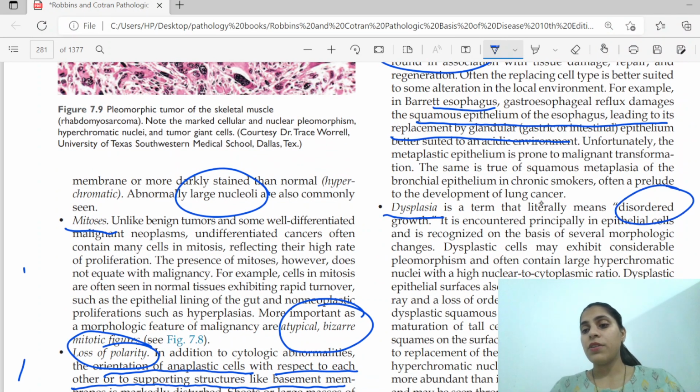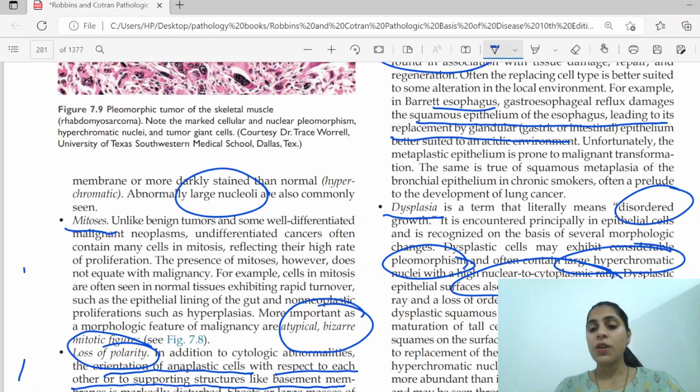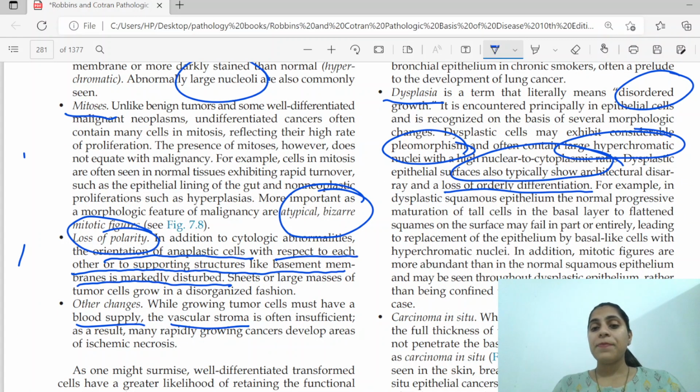Dysplasia is a disordered growth. Cells may exhibit considerable pleomorphism, hyperchromatic nuclei, high NC ratio, all the features that we have studied about them. And then dysplasia will also have loss of orderly differentiation. But this will all be localized. It will not be spreading out. All these features of disordered proliferation will be very localized.